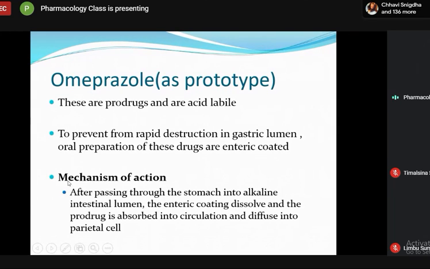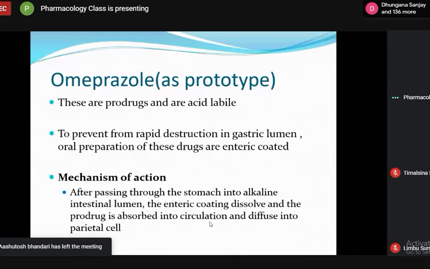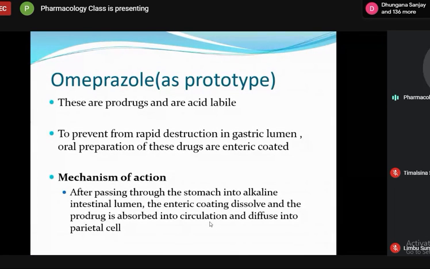The mechanism of omeprazole is that after passing through the stomach and into the intestinal lumen, that is the alkaline medium, the enteric coating will be dissolved and the prodrug is absorbed into the circulation and then goes into the parietal cell. So when enteric coated omeprazole is taken, it first goes into the intestinal lumen, the enteric coating dissolves, and the omeprazole is absorbed into the circulation and then goes into the parietal cell of the stomach.